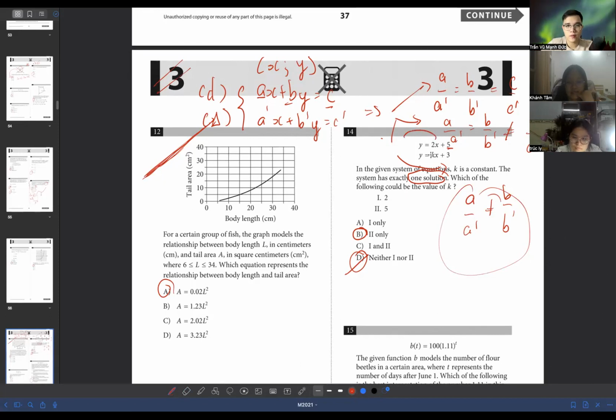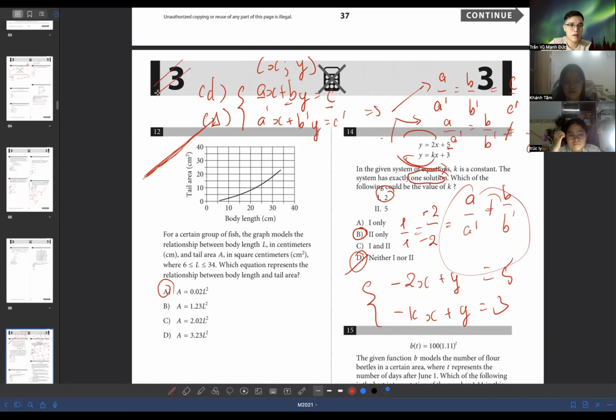So you're going to have to move them about, and you're going to have minus 2x plus y minus kx plus y equals 3 equals 5. So in this case, you will not be able to choose 2 because it will result in minus 2 over minus 2 equals 1 over 1, which in this case means they will have two parallel lines, not one solution. Okay, one solution means two of these equations intersect at one point.